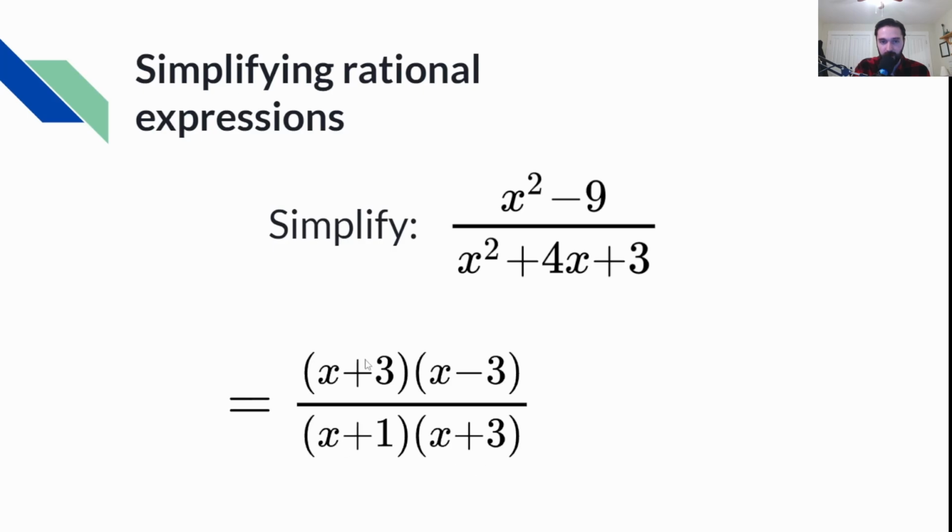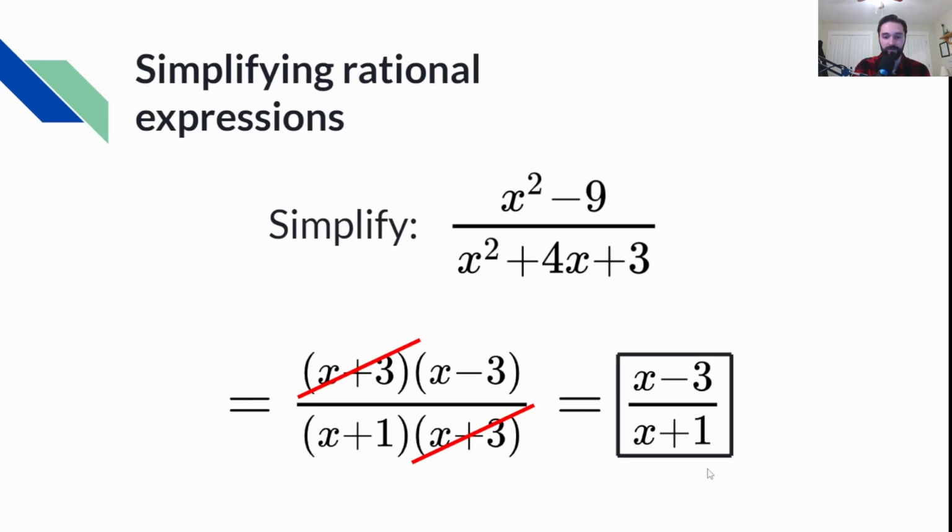With this result, we can see that x plus 3 and x plus 3 cancel. That just leaves us with x minus 3 over x plus 1. So that's our final answer.